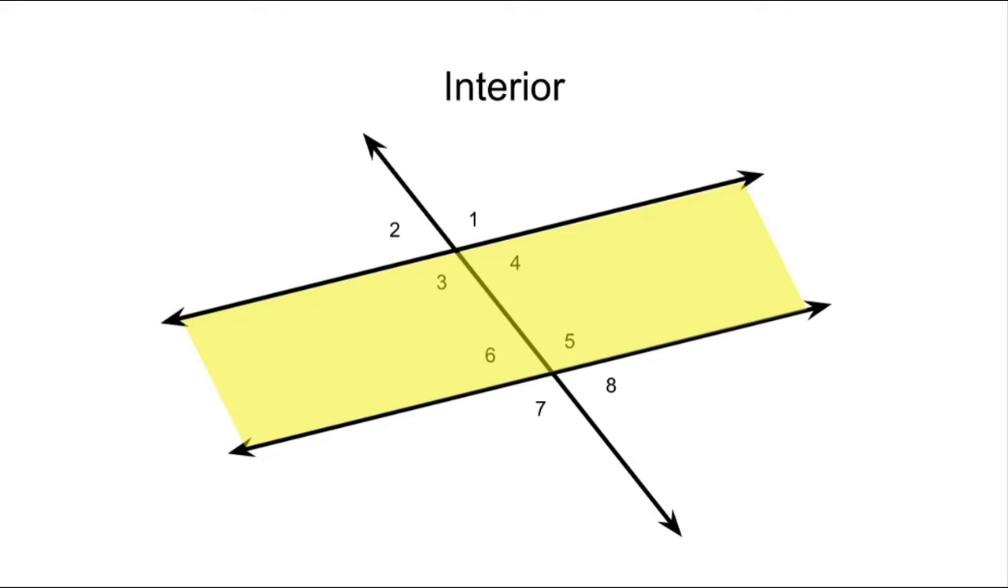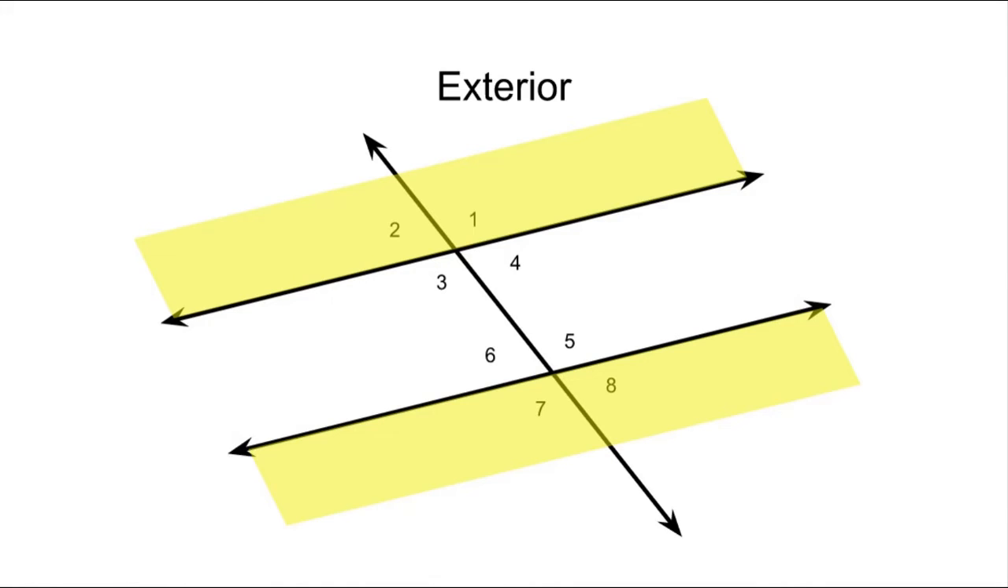Now, if we want to name these angles, there are a few things we need to know. The first is that angles between the parallel lines are called interior angles. Angles 3, 4, 5, and 6 are interior angles. When we have angles outside of the parallel lines, they are called exterior angles. Angles 1, 2, 7, and 8 are exterior angles.